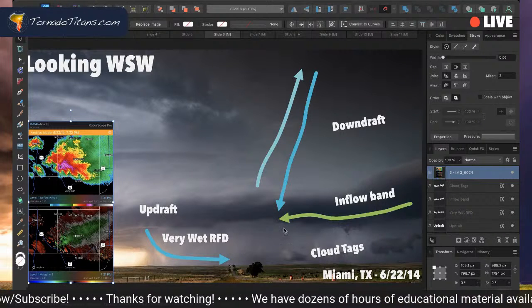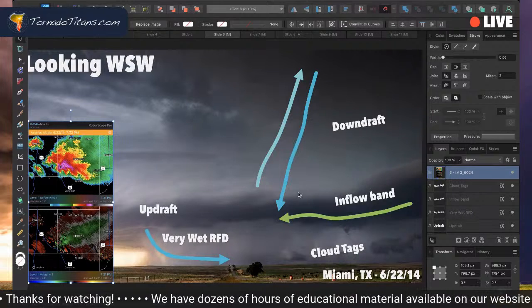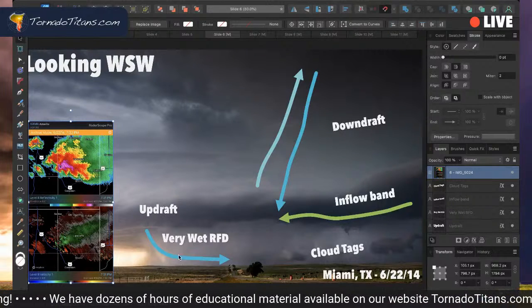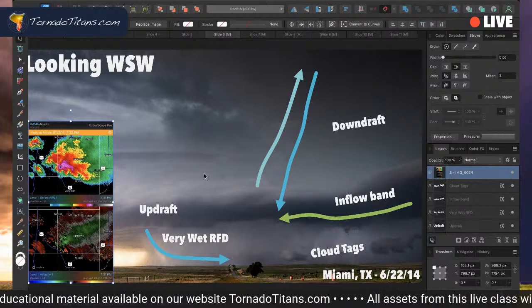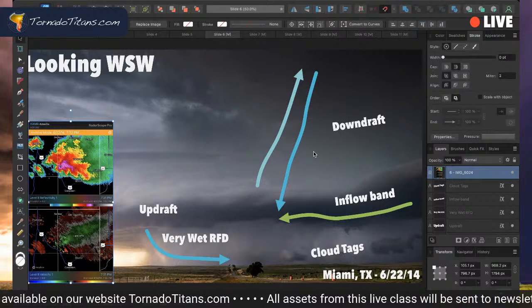I say Miami on here. I need to relabel that. It's actually Canadian at this point, Gene. I don't know my Texas towns, but this is technically Canadian, right before it went completely ham with the lightning while we were watching it.